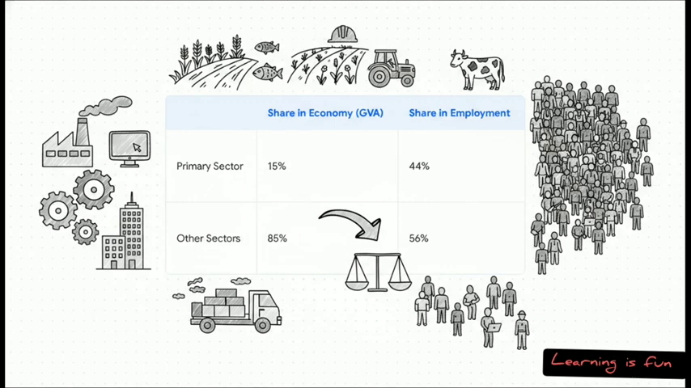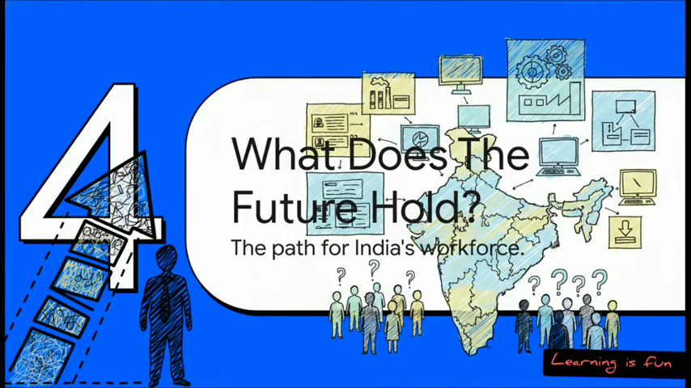Lakshmi's story really brings us back to the central imbalance in the Indian economy. You have the primary sector supporting almost half the workforce on just 15% of the economic pie. At the same time, the industrial and service sectors, which make up a massive 85% of the economy, only provide jobs for about half the population. It's totally out of whack. So what does this all mean for the future? Well, this mismatch between where the economic value is being created and where the people are actually working has huge implications for India's path forward.